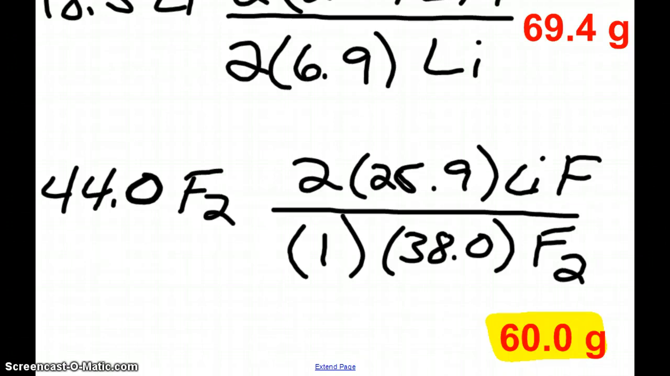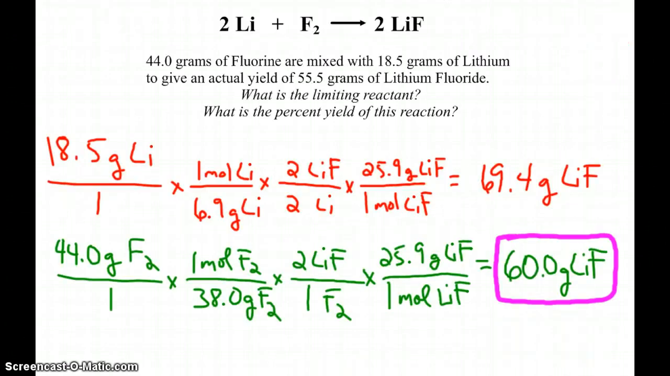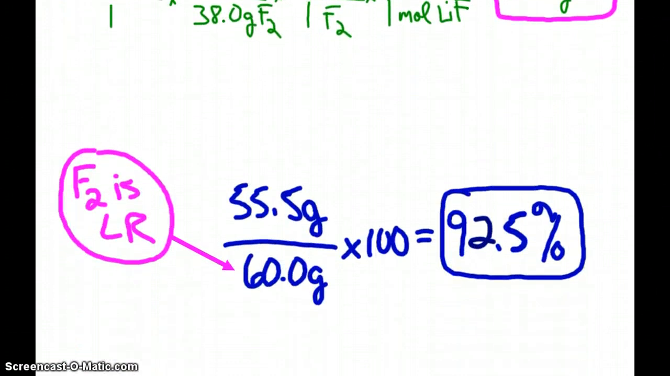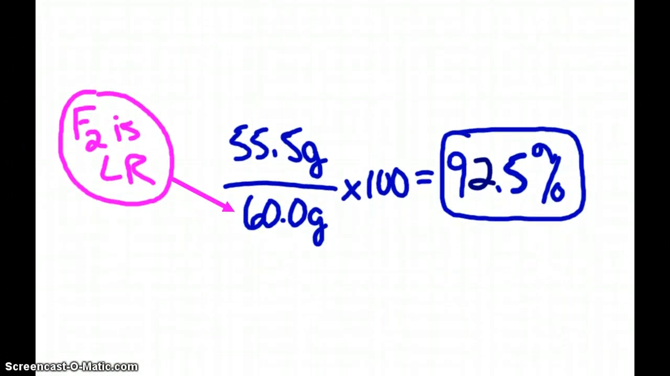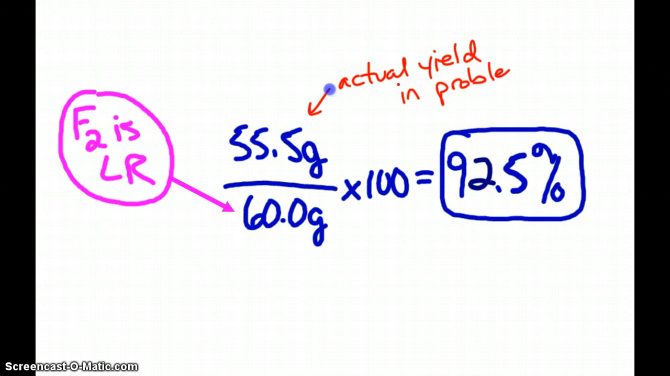So because 60 is the lower number, fluorine, F2, is my limiting reactant. I use that answer, 60 grams, that is my theoretical yield. And as I said, the problem told me 55.5 grams. My actual yield was in the problem. And so my percent yield is 92.5%.